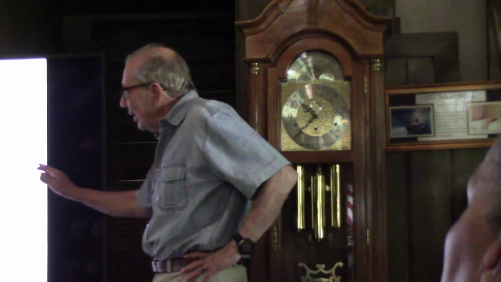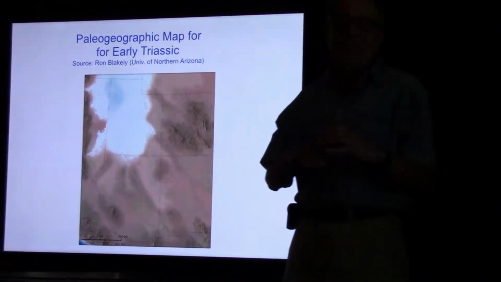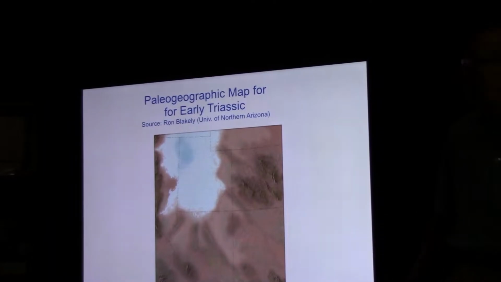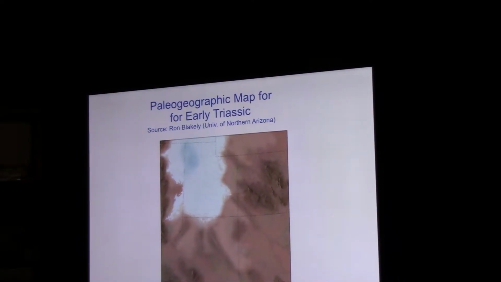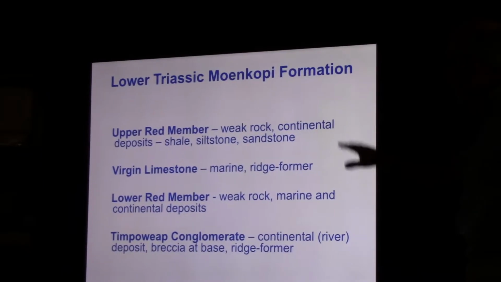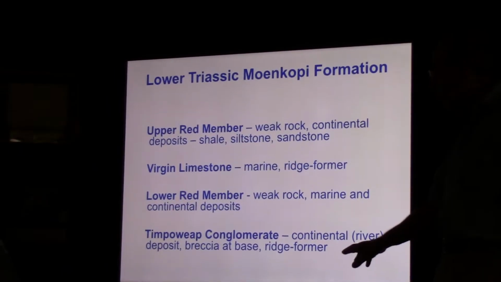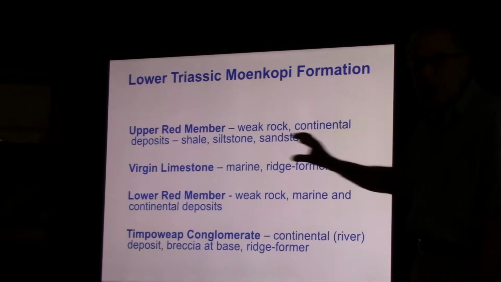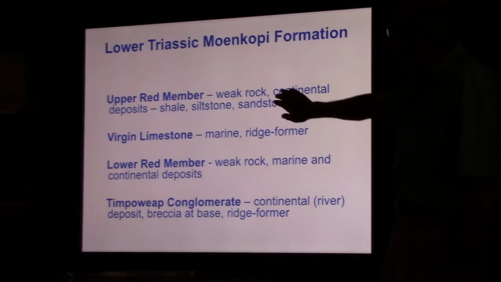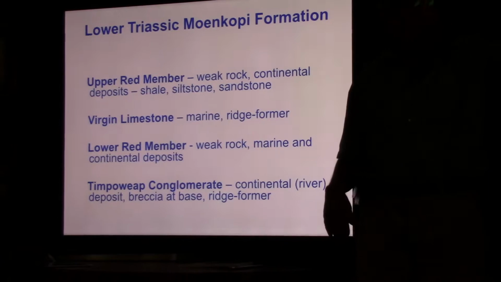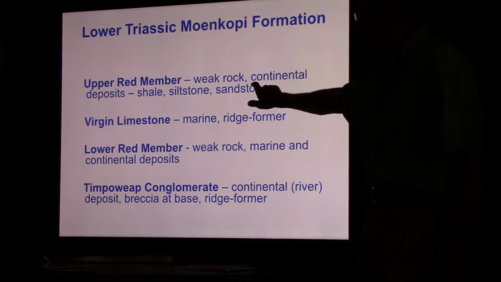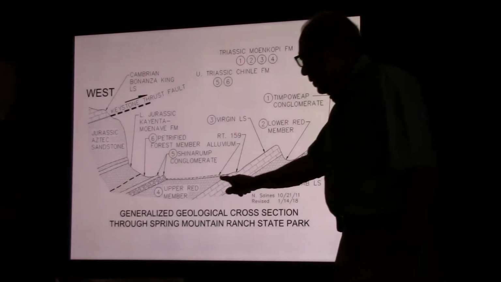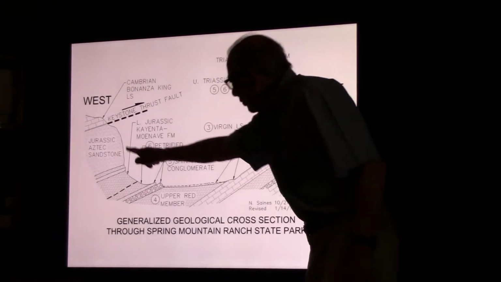So in the early Triassic, the sea came in very briefly for the Virgin Limestone, but after that it's all continental land deposits in southern Nevada. The formations in the lower Triassic are the Bonanza, Timpoweap conglomerate, the lower red, the Virgin Limestone, which was an incursion of the sea again, and then the upper red member. Beneath the property here, all the way out to 159, is the upper red member. Again, here's the cross-section, with the upper red member and the other formations that we're going to take a look at.